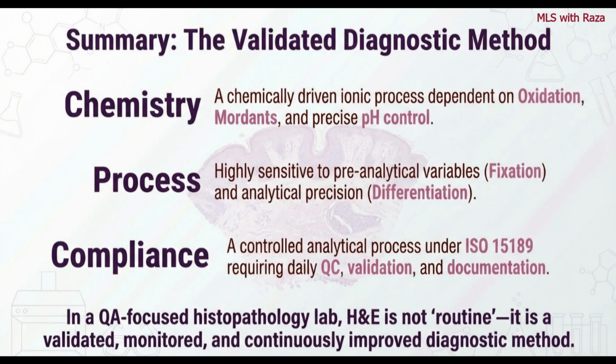So let's bring it all home. The H&E method really stands on three core pillars. First, the chemistry. It's an ionic process that absolutely depends on oxidation, mordants, and precise pH control. Second, the process. It's a super sensitive workflow where variables like fixation right at the beginning and differentiation in the middle are critical. And third, compliance. It's a controlled method that demands daily QC, validation, and meticulous documentation to meet the highest possible standards.